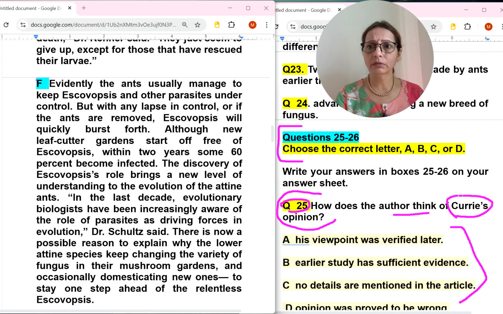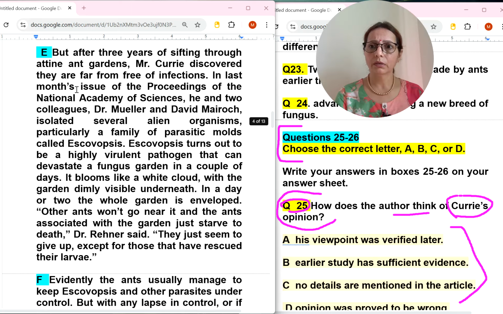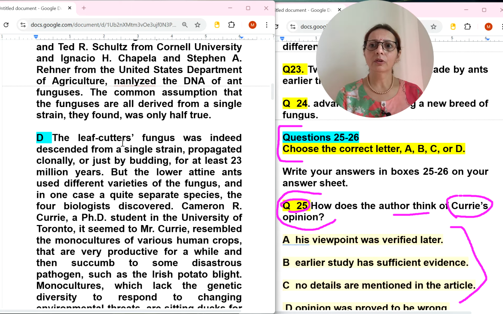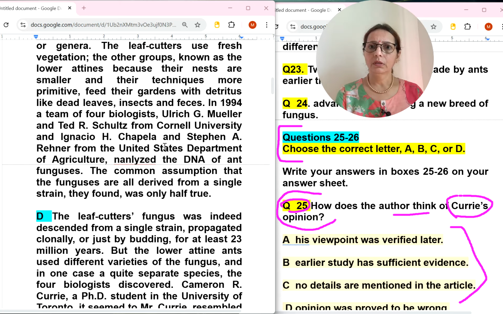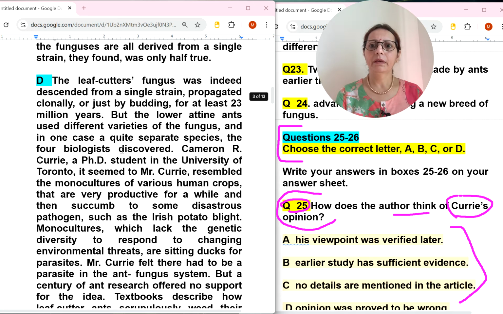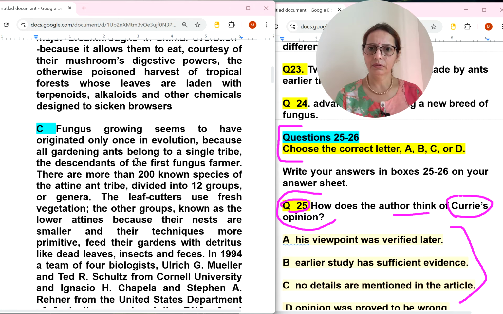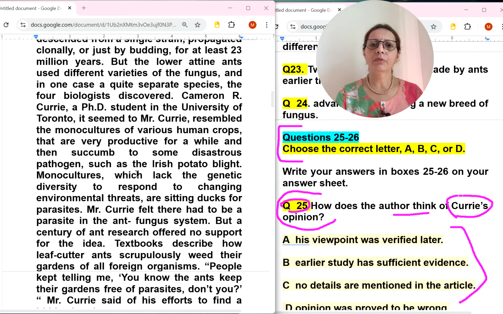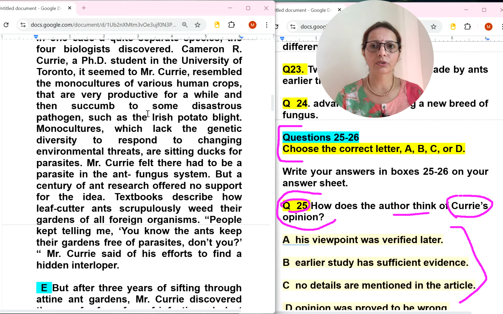They were talking about Mr. Curie here. Okay, they've started talking about Mr. Curie in C paragraph. Here they have started talking about Mr. Curie. Okay, so let's read it from here. So Mr. Poor, a biologist, discovered Cameroon Curie, a PhD student in the university. This and this.